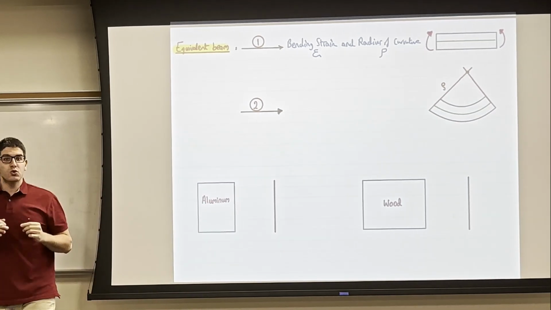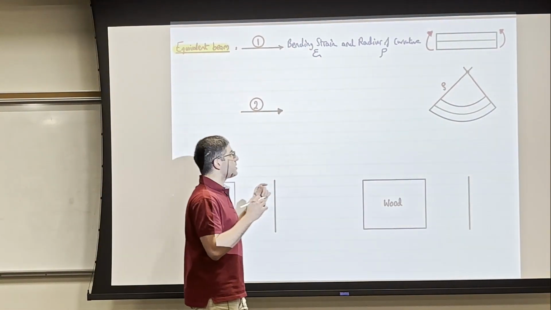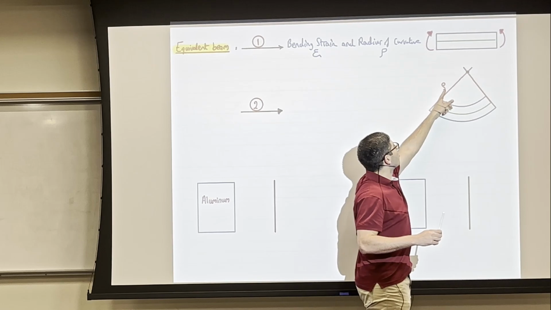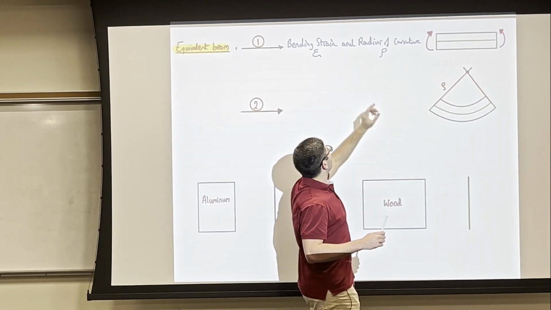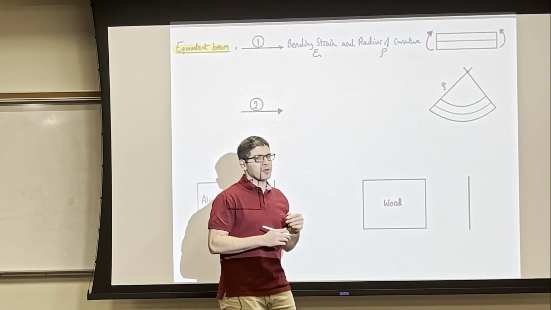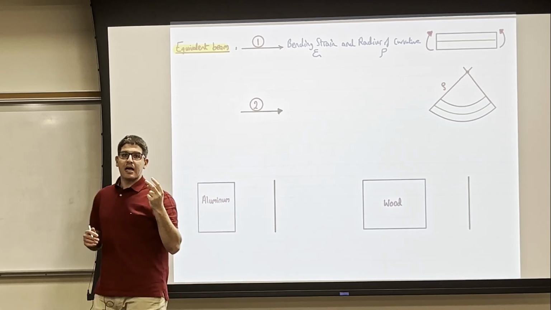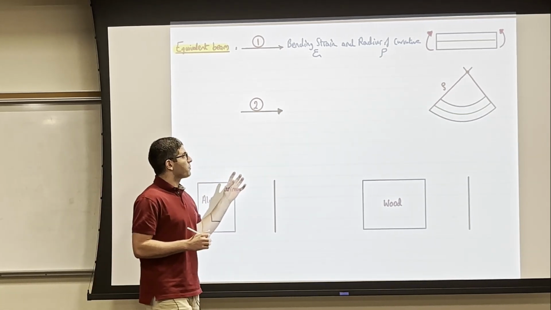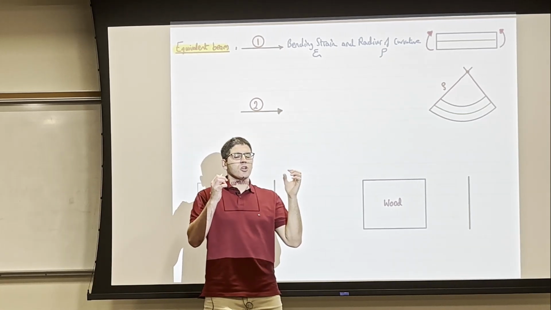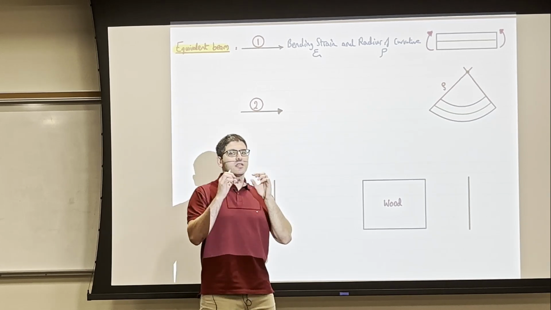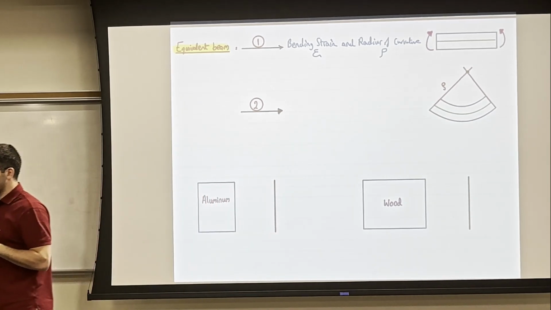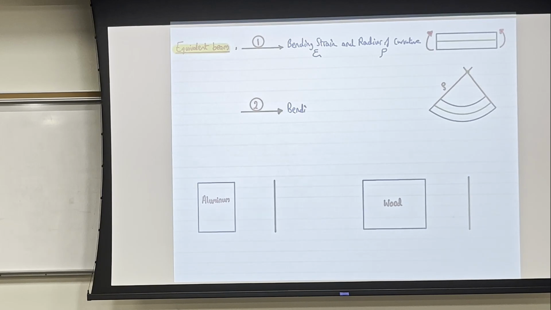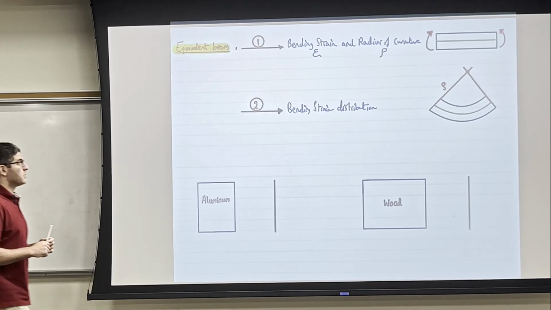So I need the two beams to have the same rho and to have also the same bending strain. The second condition is I need both beams, which are made of different materials, to have the same bending strain distribution. Let me write it down. Bending strain distribution. And I'll explain that in a moment.